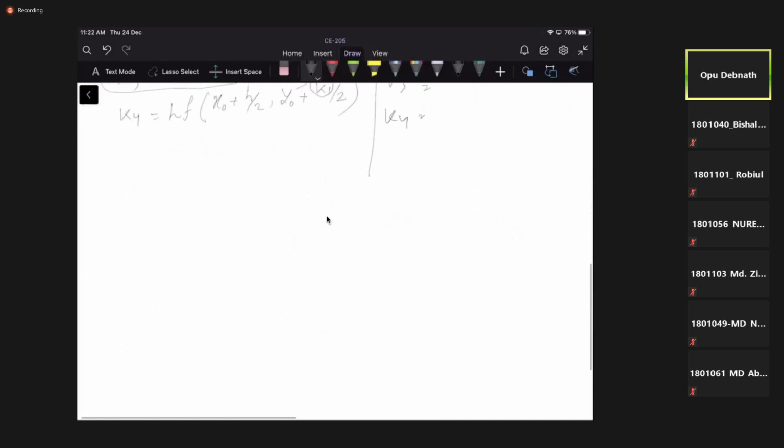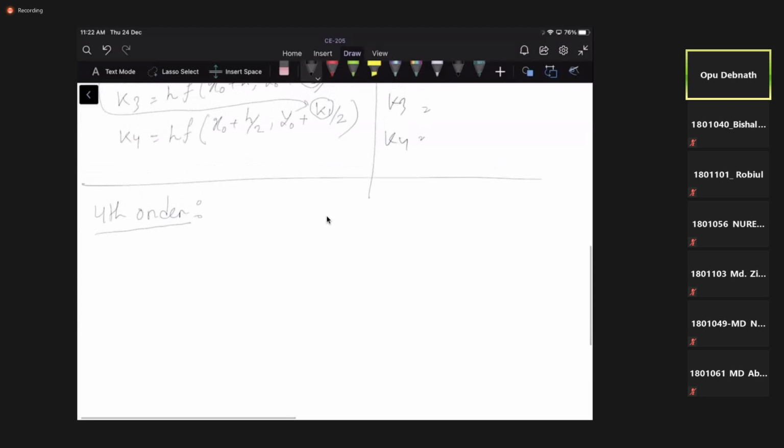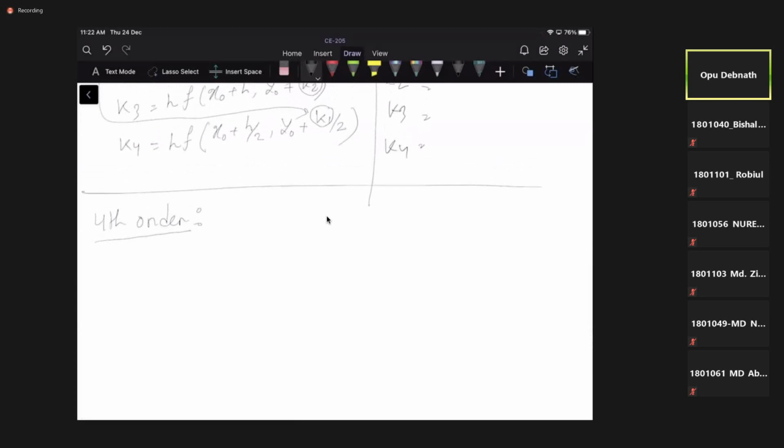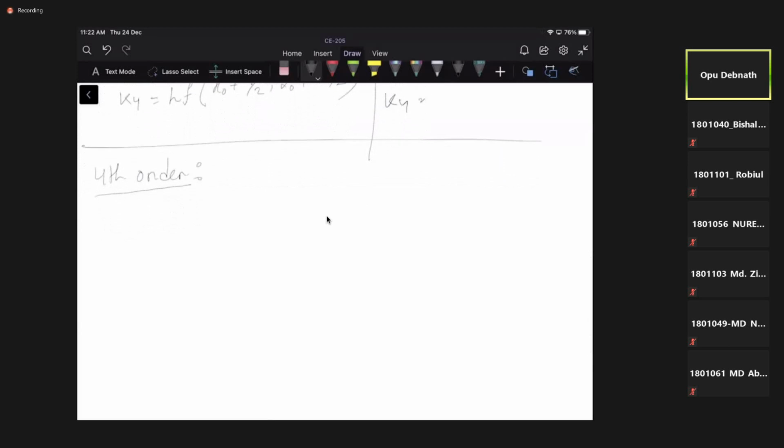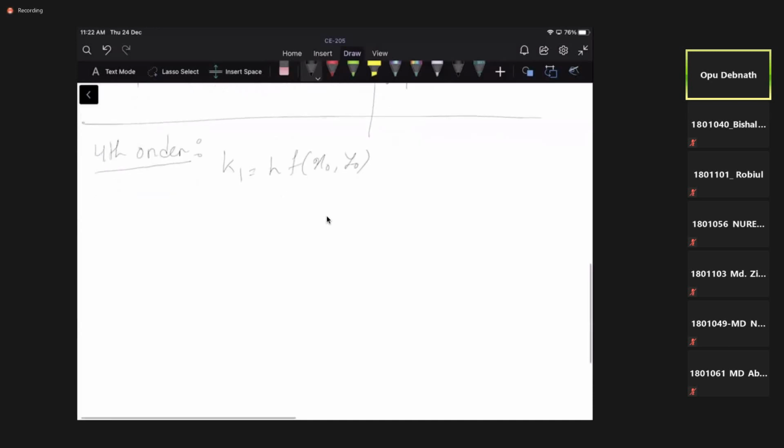For the fourth order, the equations will change. Now, if I show the fourth order, one thing you only need to memorize. For the third order Runge-Kutta method, these are the algorithms, these are the equations. Again, for the fourth order, these are the equations. So you need to memorize the algorithms and the details for each method. For the fourth order, here k1 will be as before h f of x0, y0. One thing you can see is that the k1 value is almost the same. The algorithm of k1 is the same for all cases.